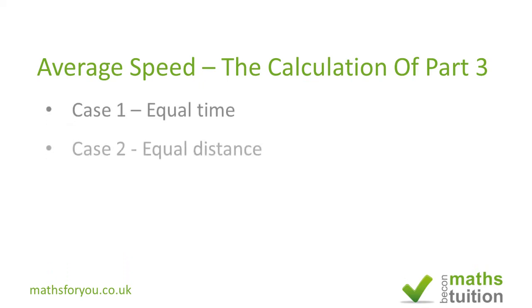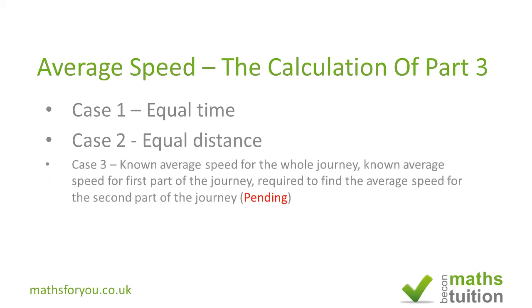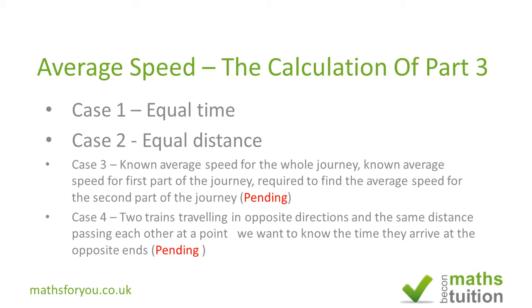Now for this video, there are 4 cases, but I'm doing only 2, pending the 4th case. Case 1 is equal time, case 2 is equal distance, and case 3 is where we know the average speed for the whole journey and for one part of the journey, and we want to find the average speed for the other part. For case 4, we have 2 trains or 2 cars traveling from A to B and then from B to A, and they meet at a point. We want to know at what time they arrive at their respective locations. I hope all that makes sense.